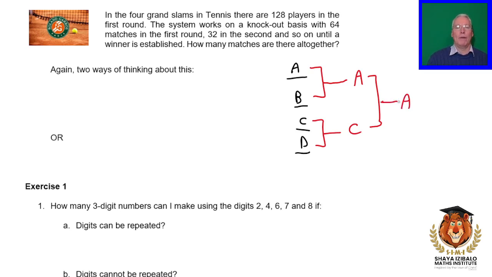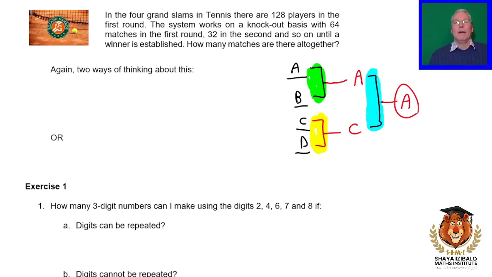So maybe A wins. In this particular case, there would only be 3 matches. This match over here, A playing B. This match over here, C playing D. And then finally this match over here, A playing C. So if there are 4 players, there are 3 matches.